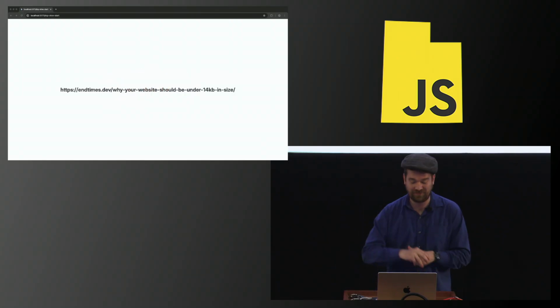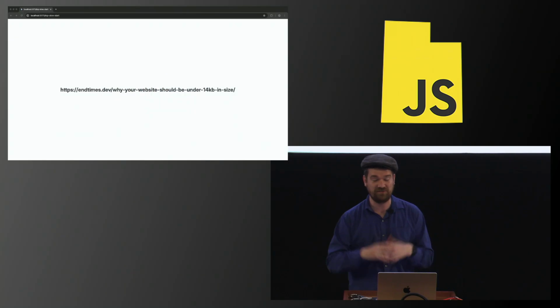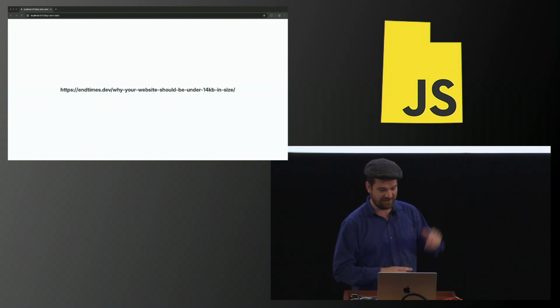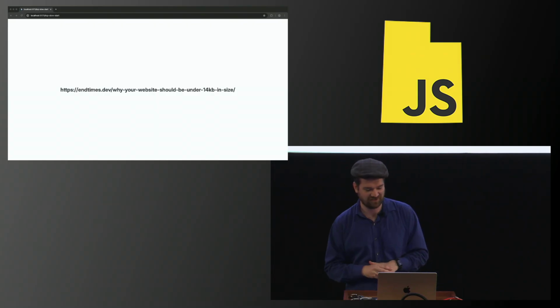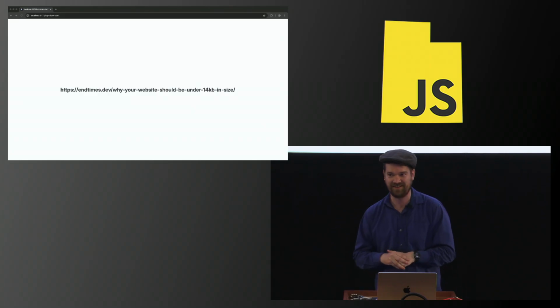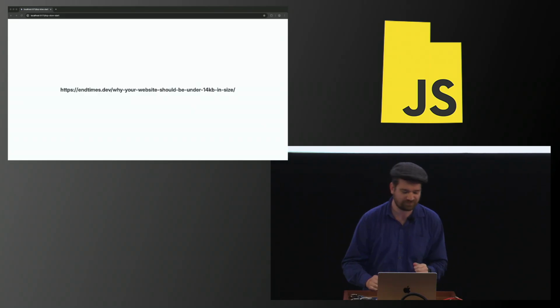For example, there are some tricks to speed up TCP for websites. This website here is a blog that talks about why your website should be under 14 kilobytes in size. That is a cool URL.